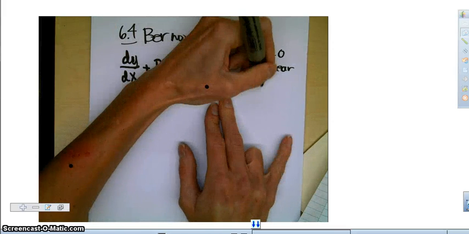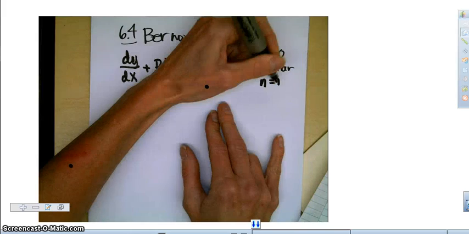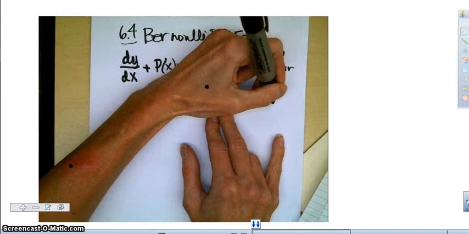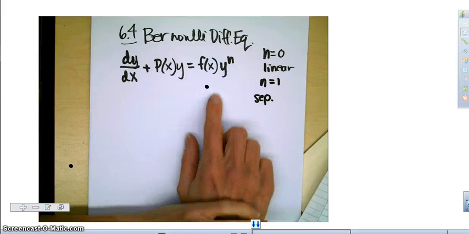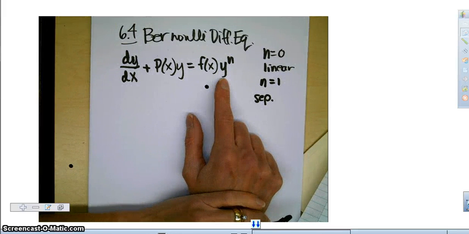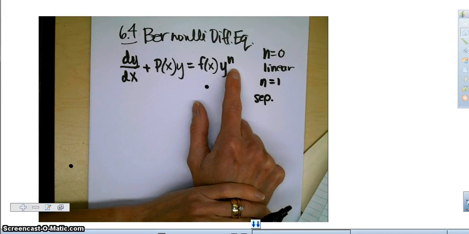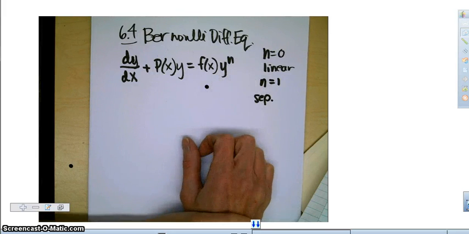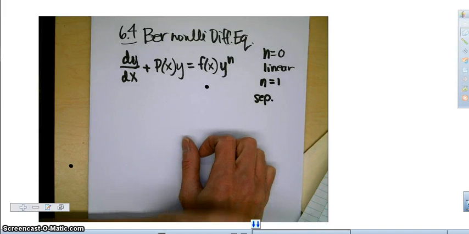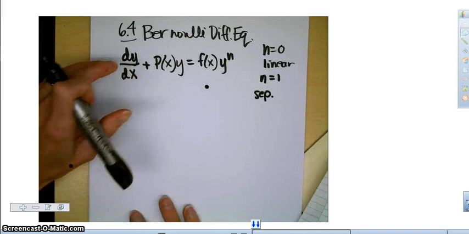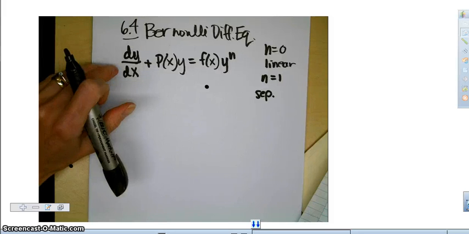There's no y over here in a linear differential equation. And if n is 1, then it's separable. If this just had a y over here, then it would be a separable differential equation. But it's not. It's going to have y to some power other than 1 or 0. So in a Bernoulli differential equation, we're looking at the cases where n is something other than 1 or 0.